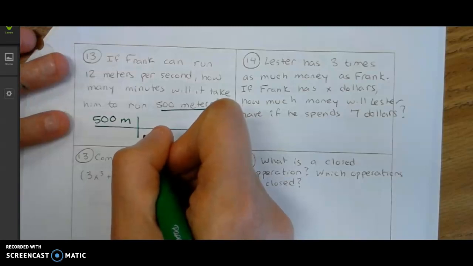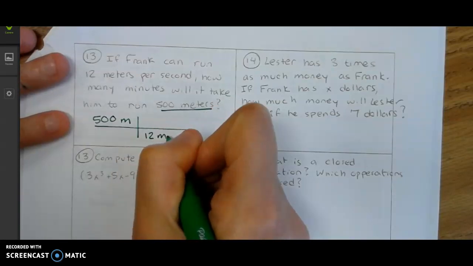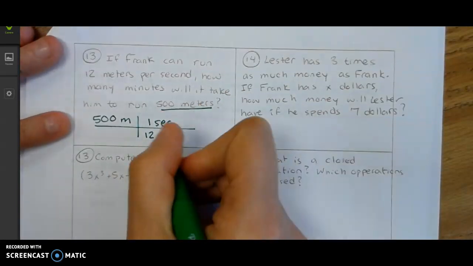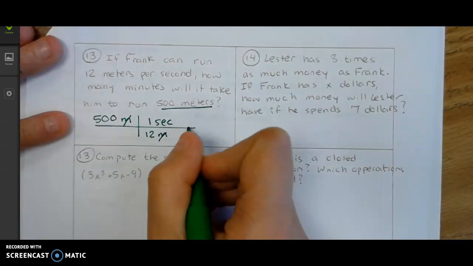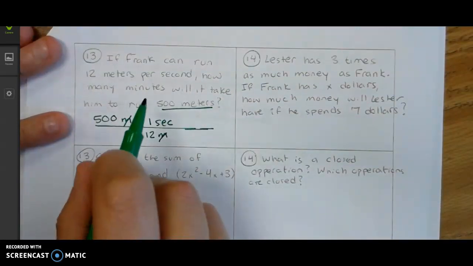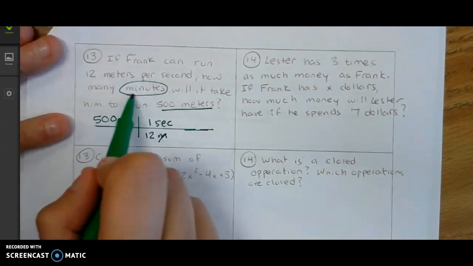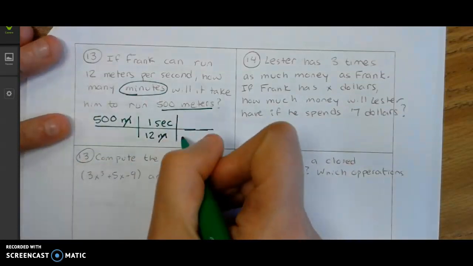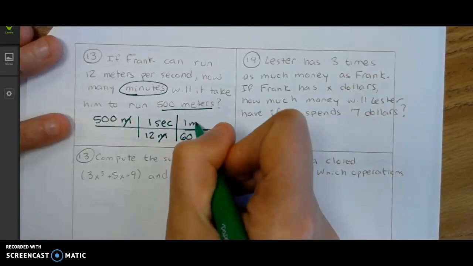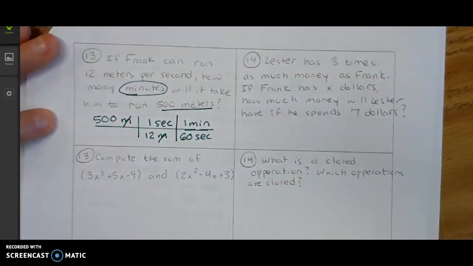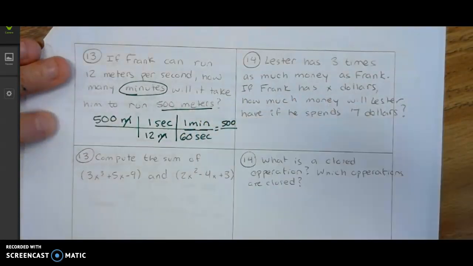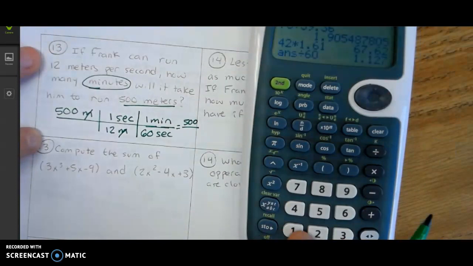So we're going to say 12 meters is 1 second. So meters cancel out. And I don't want this in seconds. I want my answer in minutes. So I'm going to change my seconds to minutes. The top is 500. And we're going to divide by 60 times 12.